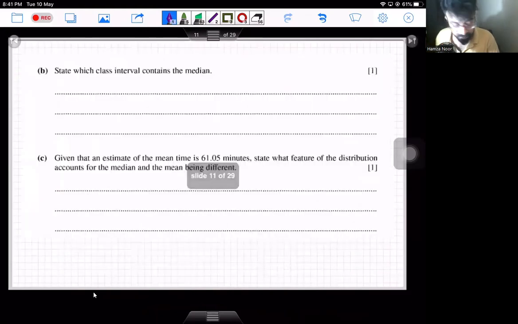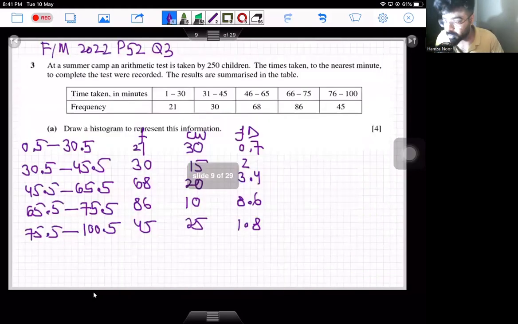Then the next part B says, state which class interval contains the median. So the median is basically the central value of the data. Since we know the total frequency is 250, 250 over 2 is 125. So we need to check which interval contains the 125th value.